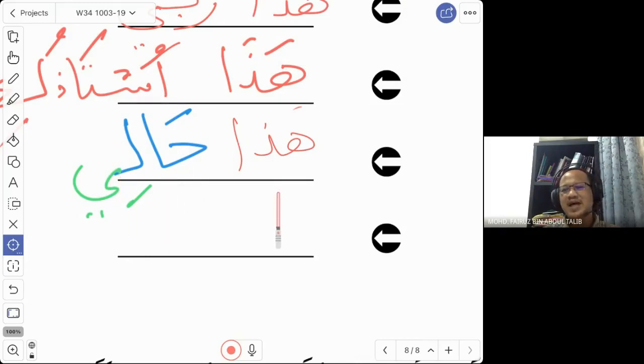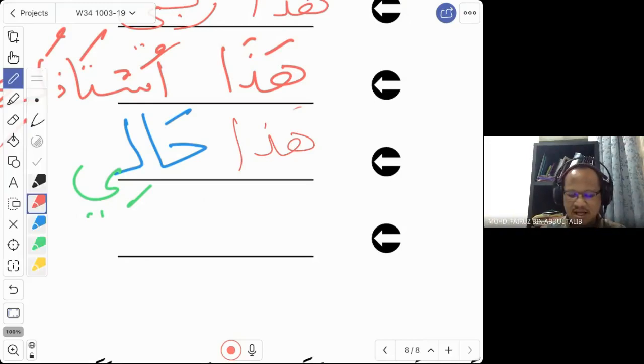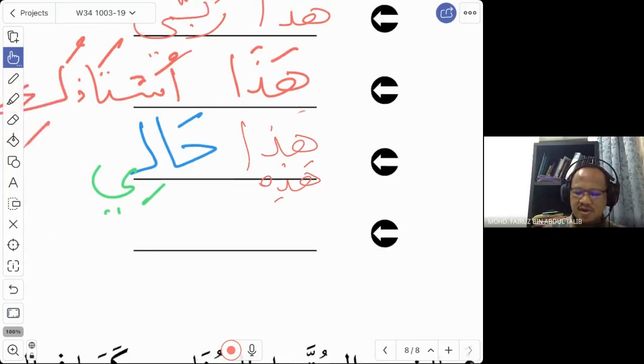They use the word hazihi. There are some exceptions, but just a few of them. Whenever we see that, I will let you know. The general rule is what we learned just now: whenever you see ta marbuta, we treat the word as female, and whenever you do not see the ta marbuta, you treat it as male. So this is an exception. You can say haza. You can also say hazihi. That is for hal.